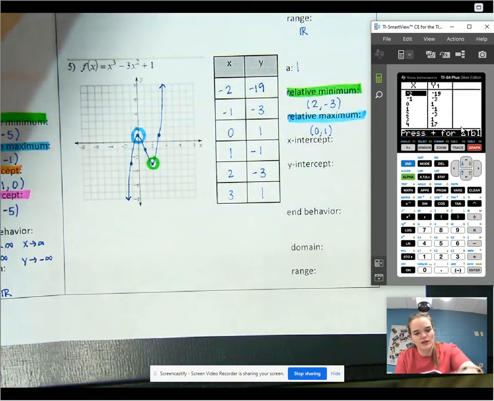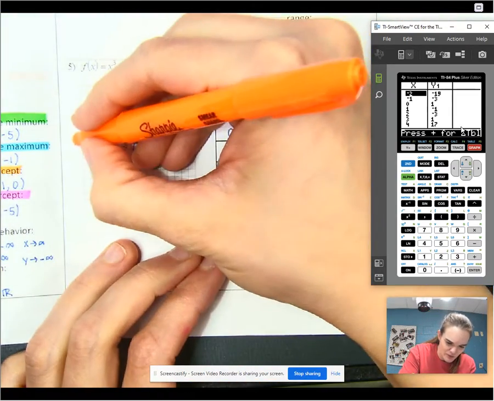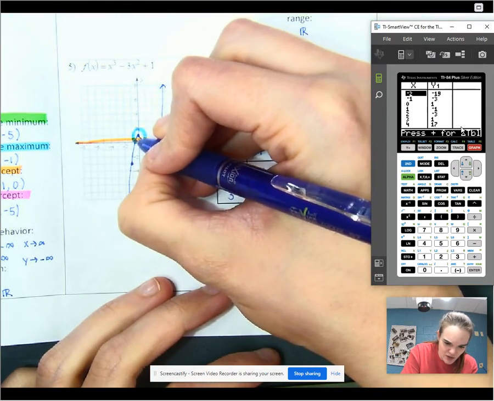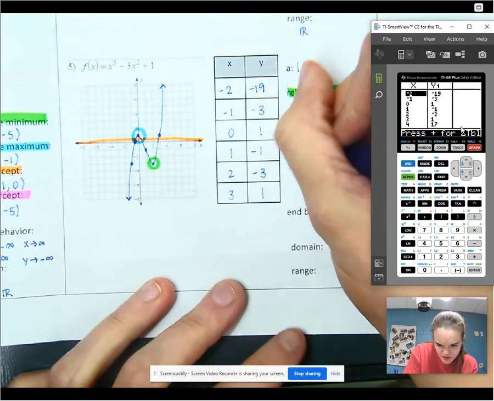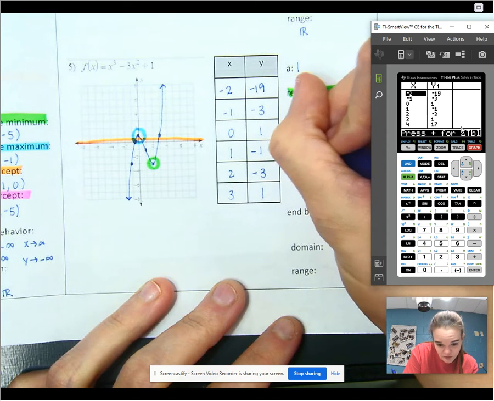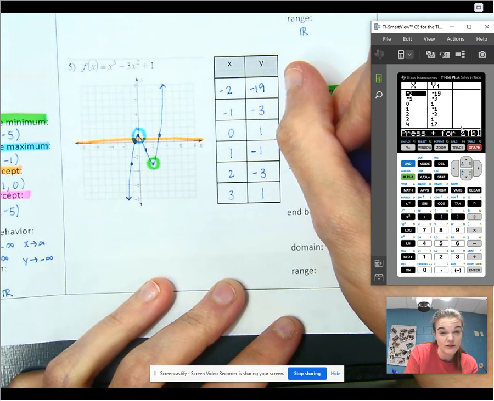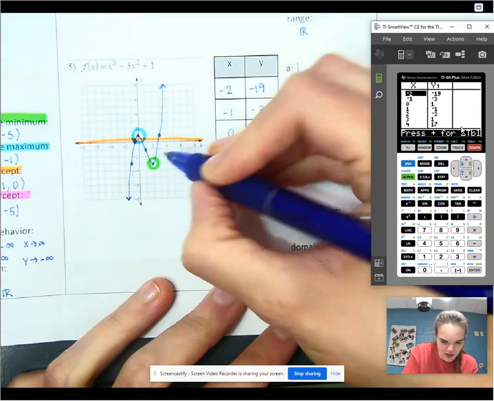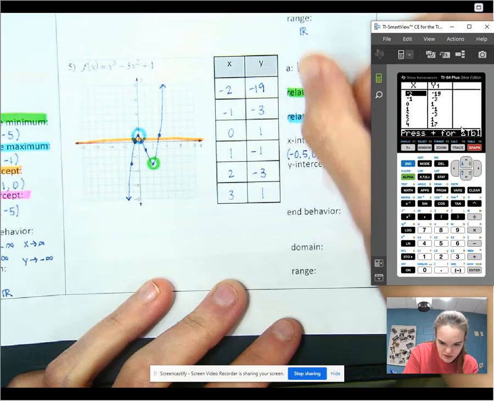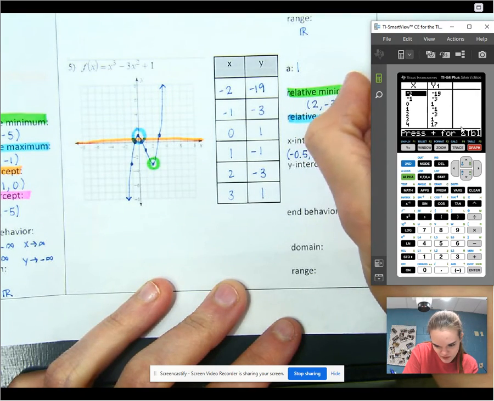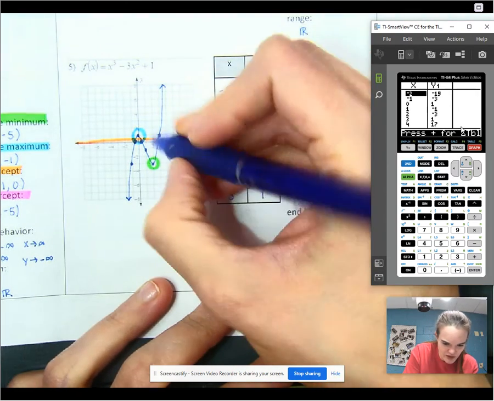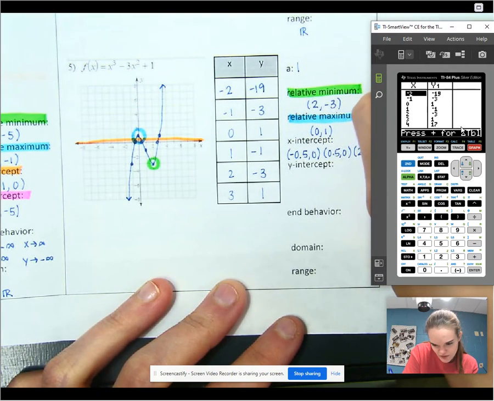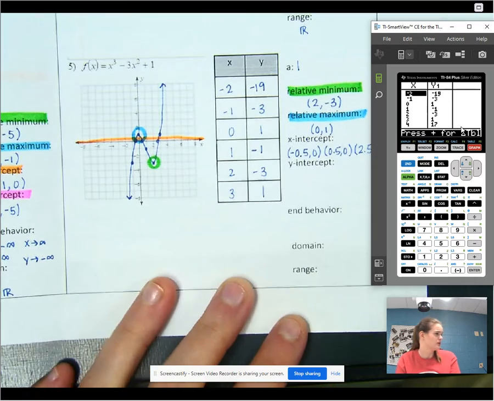The x-intercept, it crosses 3 times. It crosses here. That's smaller than 1. So let's say negative small, it's between 0 and negative 1. So let's say (negative 0.5, 0). Okay, it crosses again here. So (0.5, 0). And it crosses again here. Almost at 3, but not quite. (2.5, 0). Crosses in 3 places.